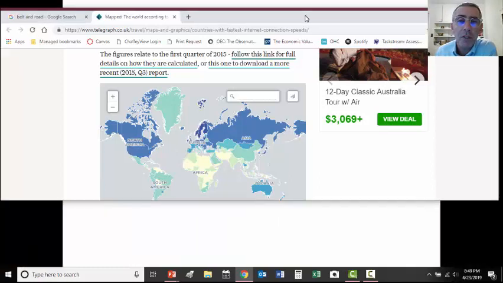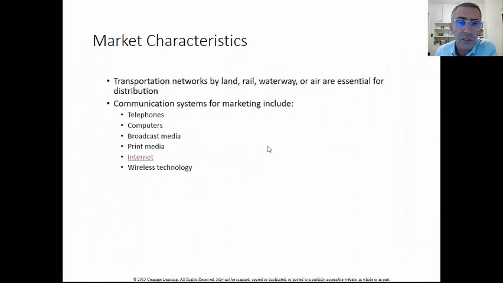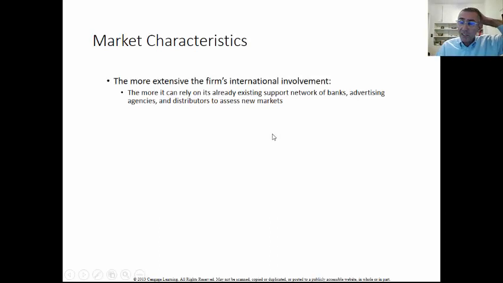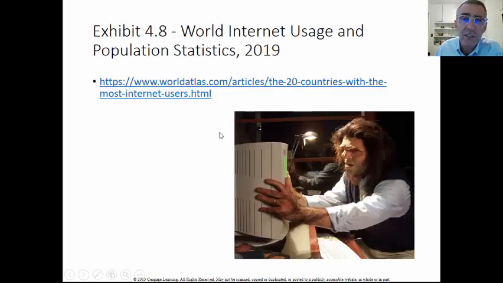Again, food for thought. There's some really interesting stuff coming out of Europe with how Germany's trying to beef up its internet speed because it's losing opportunities, as many companies want to have service providers there. All right, let's see. The more extensive the firm's international development, the more likely it relies on its already existing support network of banks, advertising, etc., right? Which kind of makes sense.